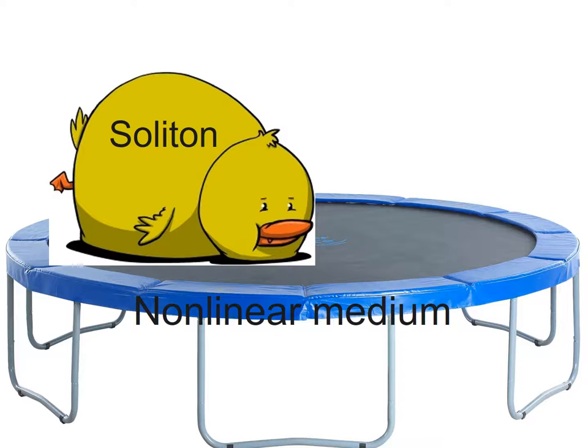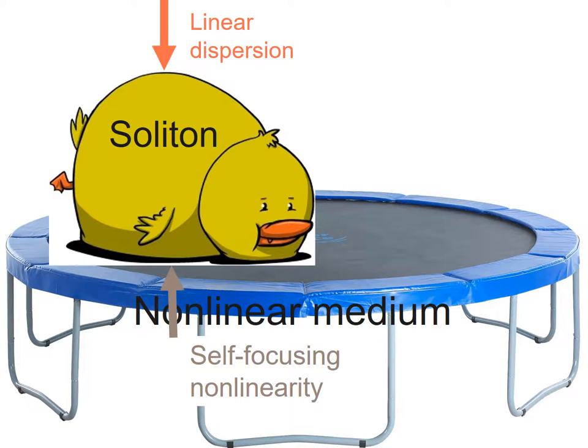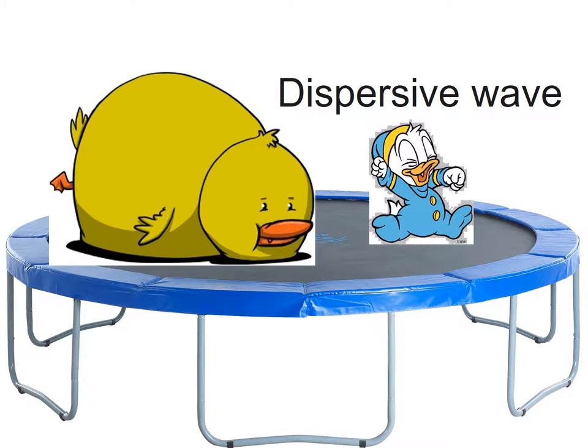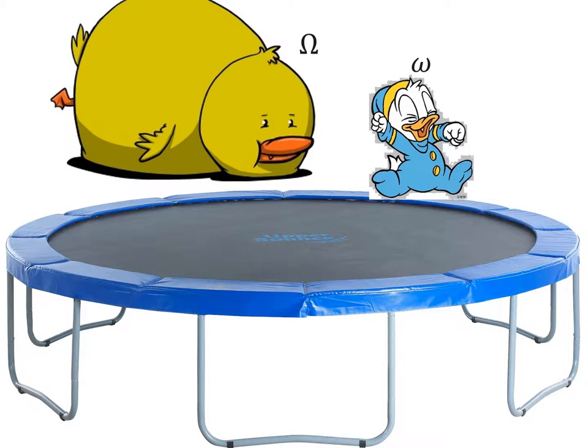He's our soliton, he's in our nonlinear medium. And remember, at equilibrium between dispersion and self-focusing nonlinearity, the system is static. If we have some other small wave here, he can in general interact with this guy through the nonlinear medium. If we raise these guys up, and let them freely oscillate, bouncing on this trampoline, they're going to have different resonant frequencies, something that's like proportional to the square root of their mass. And they have different masses, so they have different resonant frequencies.